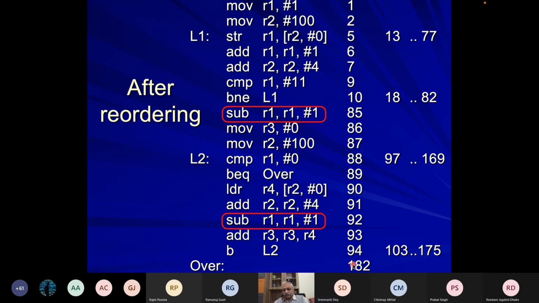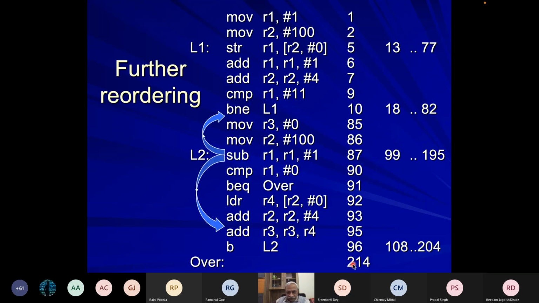Sir, how does the compiler know that the code would not be affected, that the answer would not be changed if we are reordering? Yeah, your compiler has to check, if you are moving an instruction from one point to another point, whether any other assignment to that destination is happening, or is there a use of that variable in that period.